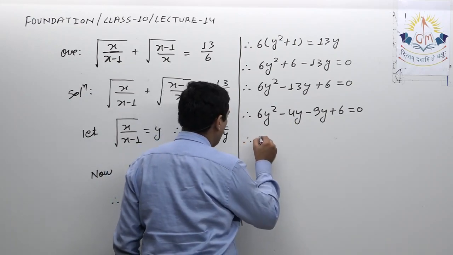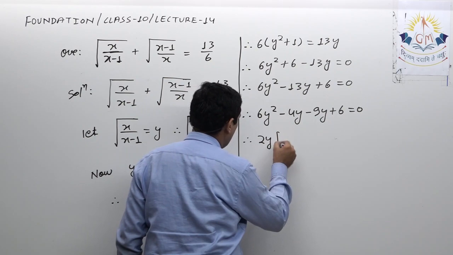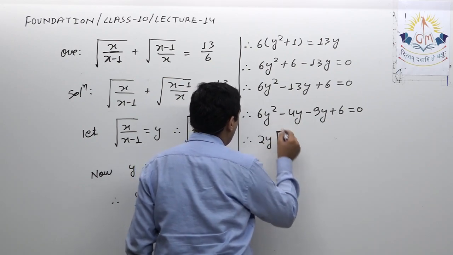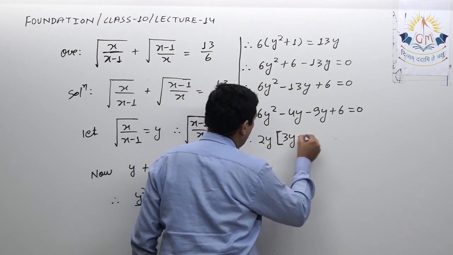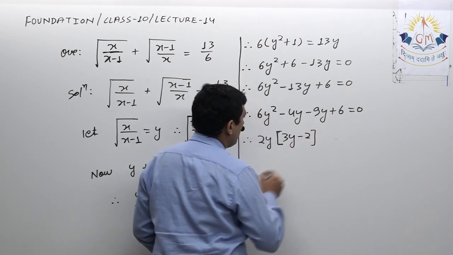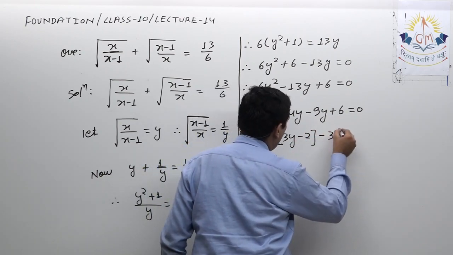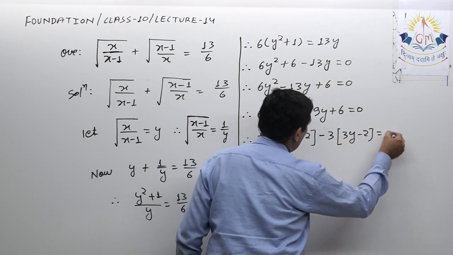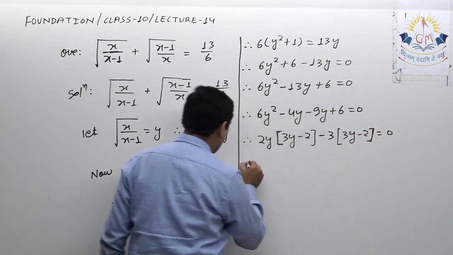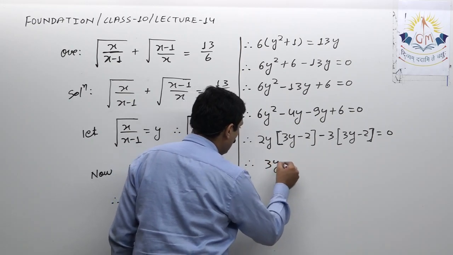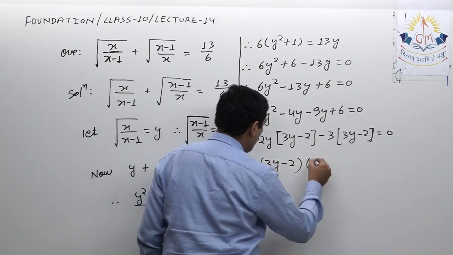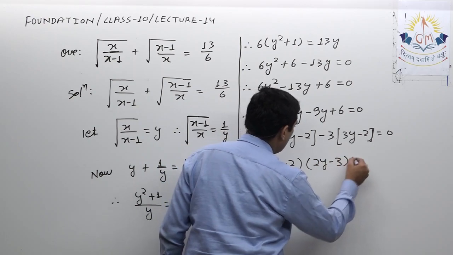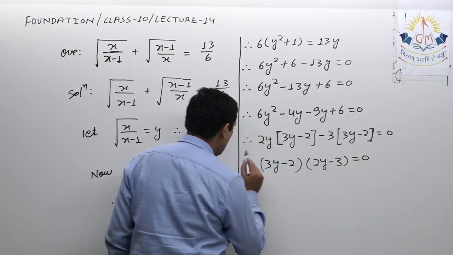Now I can take common 2y from the first two terms. If I take common 2y, here I will get 3y minus 2. And from here I can take minus 3 common, so again 3y minus 2 is equal to 0. So ultimately here it is (3y minus 2)(2y minus 3) is equal to 0.